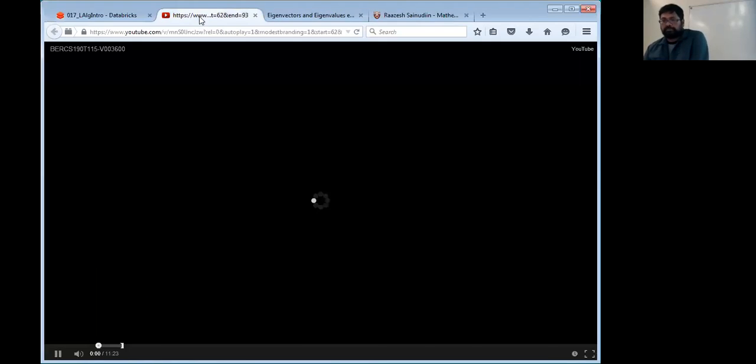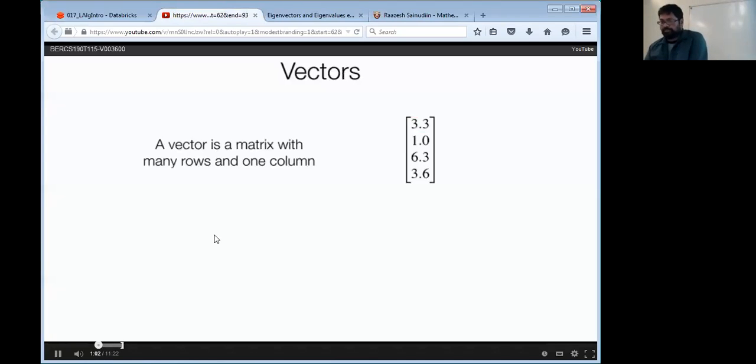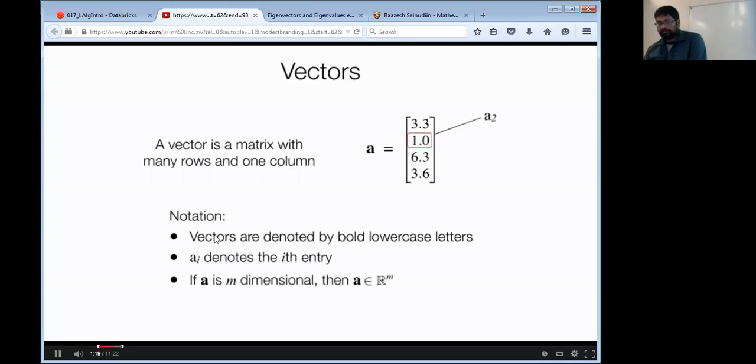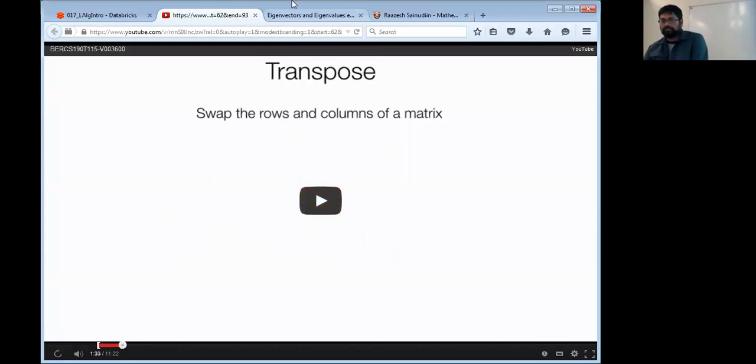So let's look at vectors first. A vector is a matrix with many rows and 1 column. We'll denote a vector by bold lowercase letters. So for instance, the vector in the slide is denoted with a lowercase bold a. a sub i denotes the ith entry of a vector. So for instance, a sub 2 denotes the second entry of the vector. If a vector is n-dimensional, then we say that a is in R to the n. In our example in the slide, a has 4 dimensions. So a is in R to the 4.